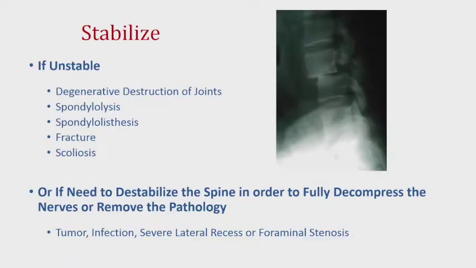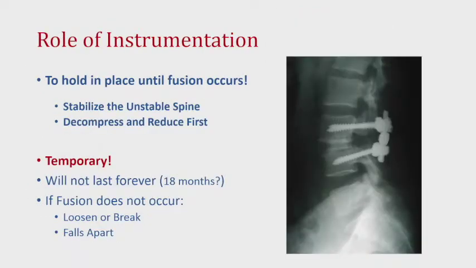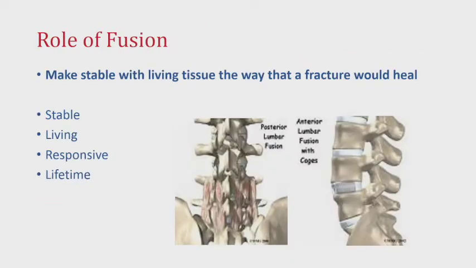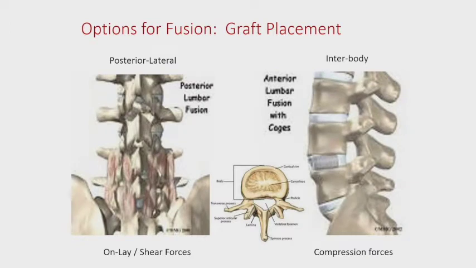Stabilize. If the spine is unstable, or you need to destabilize because you need to decompress and remove the facet joint, then you need to stabilize. That is the role of instrumentation, to hold something in place until fusion occurs. It's temporary. This won't last forever unless it actually turns to solid bone the way that a fracture would heal. That is the role of fusion, to get this to heal with bone, so you're no longer depending upon your instrumentation.